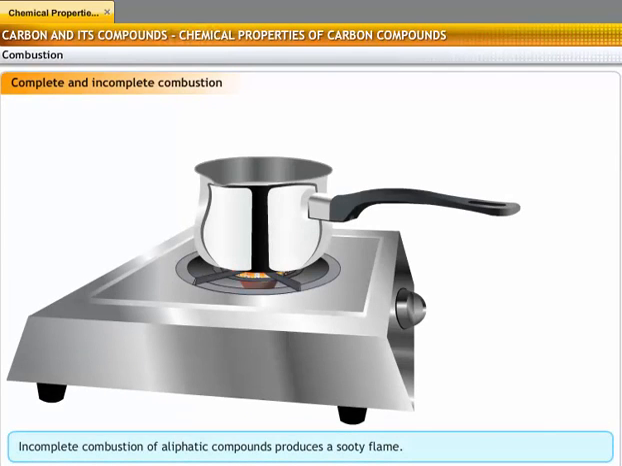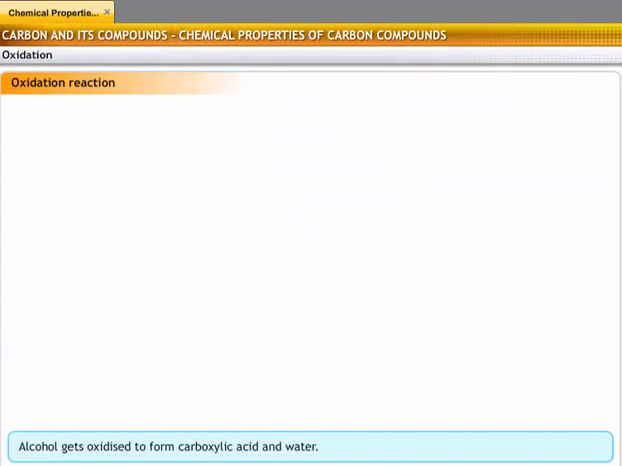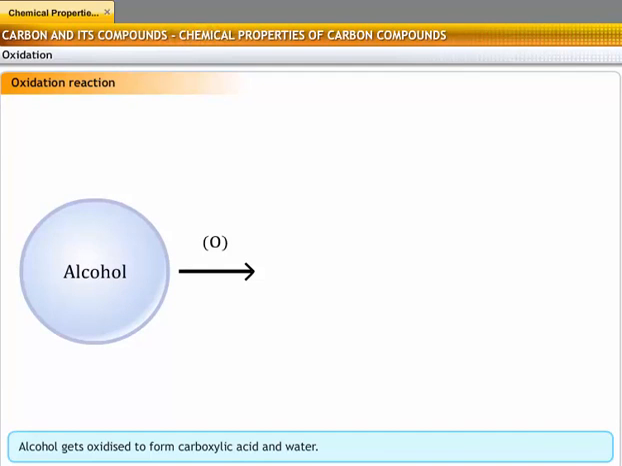This is why the bottoms of pots and pans get blackened by the flame from domestic gas burners when the air holes have not been cleaned for some time. Carbon compounds undergo oxidation reactions. For example, alcohols undergo oxidation reactions and form carboxylic acids and water.